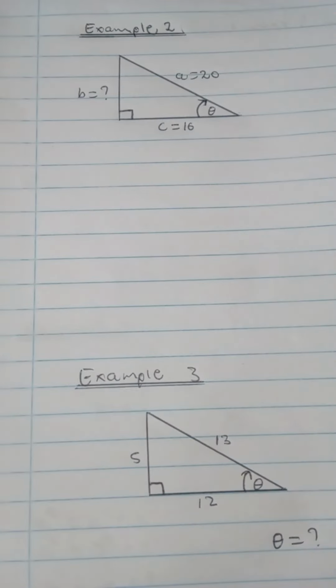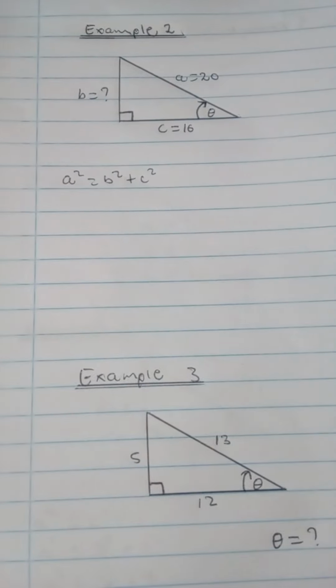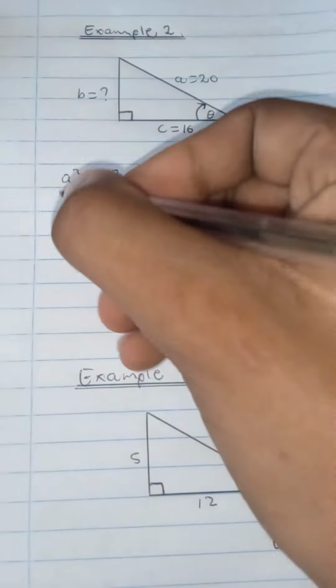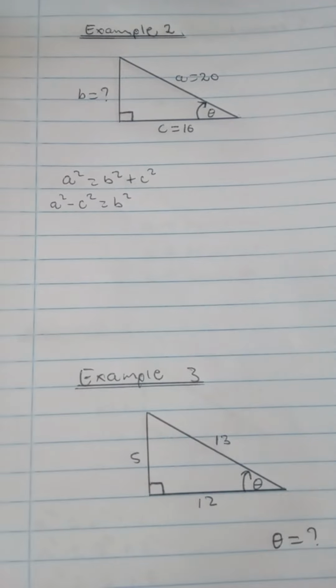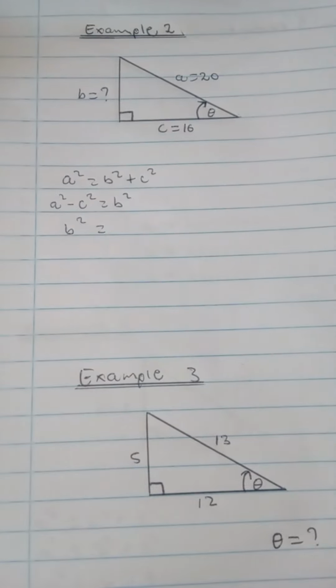Let us also look at example 2. Here, we are given the hypotenuse and the adjacent side. What is not known is the opposite side. Same thing as we did in the previous example, we'll still use this equation: a squared is equal to b squared plus c squared. But in this case, we are looking for b. So we'll transpose c to this side. When c gets on this side, it becomes negative. So here we have a squared minus c squared is equal to b squared. You see? So b squared is equal to a squared minus c squared.